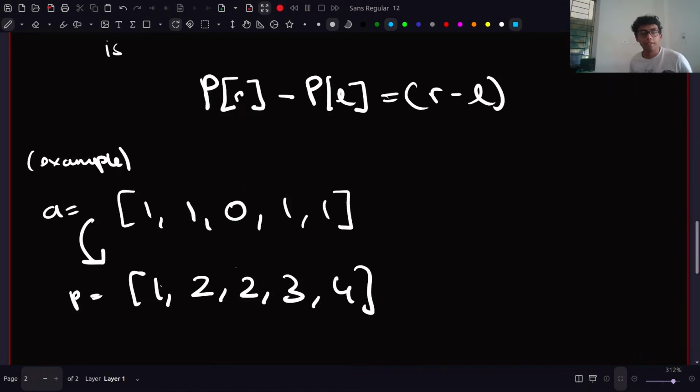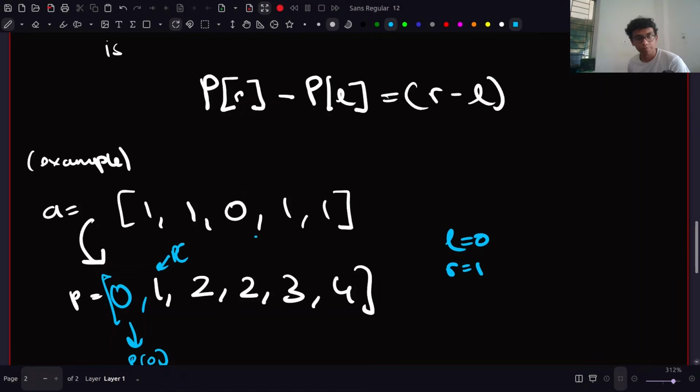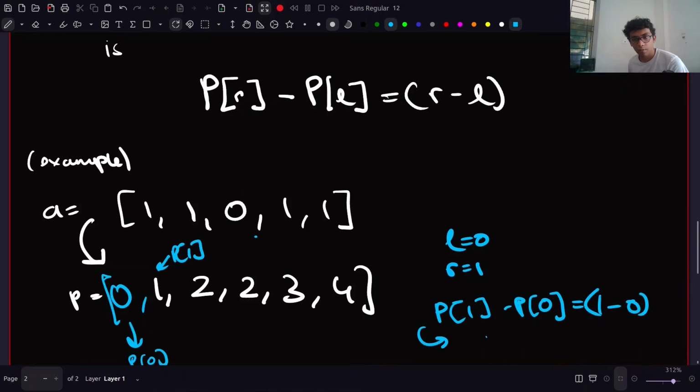Now, any subarray, right? Let's say we find L equals 0, R equals 1. If you take prefix of R minus prefix of L, assume that it's one indexed and prefix of 0 will be considered 0. So this is P of 0, and this is P of 1. Now P of 1 minus P of 0 is equal to 1 minus 0, so we can write this as 1 equals 1. So this is a good subarray.